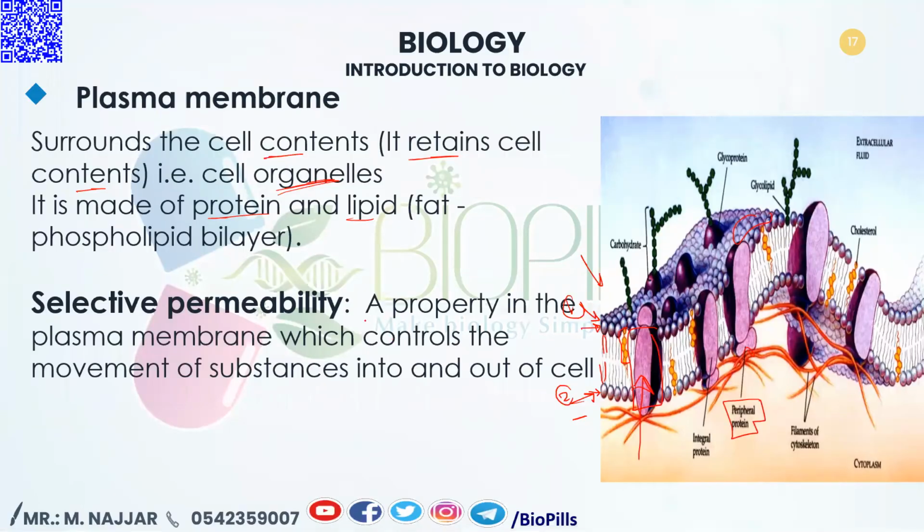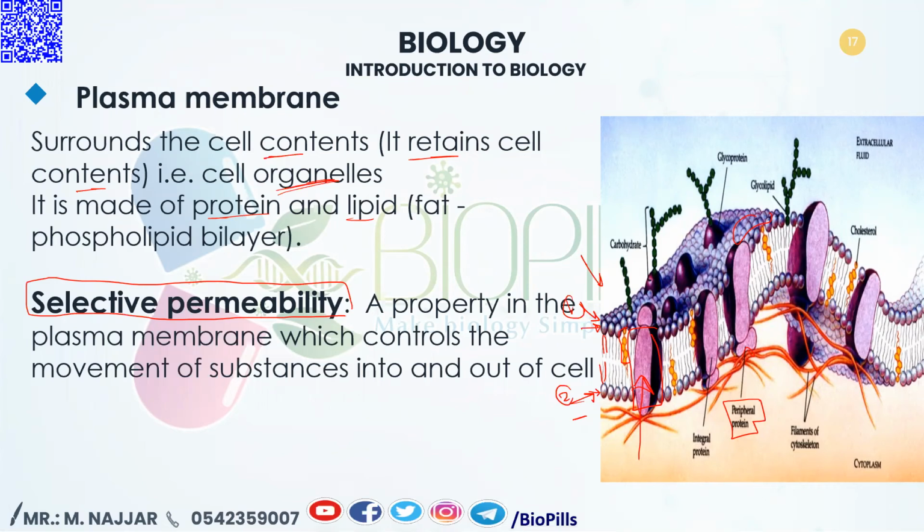We have another point that came in the exam, which is selective permeability. What is the meaning of permeability? Permeability is to permit substances to get through or pass through and prevent others. So the major function of the plasma membrane is movement of substances in and out of the cell. The major function of the plasma membrane is the control of what? Of the movement of any substance in and out.